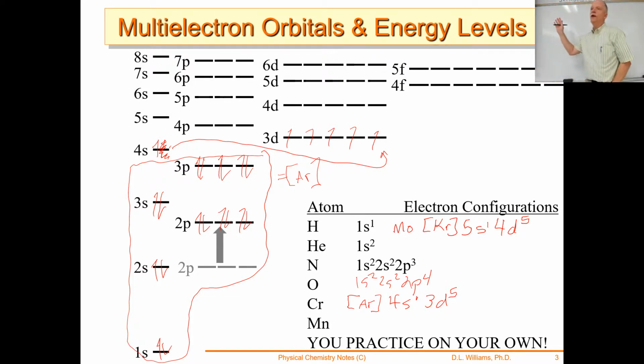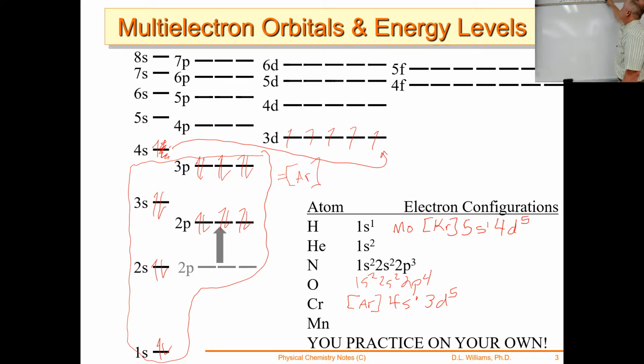You see how similar it is to chromium. It's in a chromium group. So compare those two. Molybdenum up there, 5s1, 4d5. And then chromium is 4s1, 3d5. Yes? So tungsten do the same thing? Yes, tungsten will be the same thing. And then it will be 6s1, 5d5.